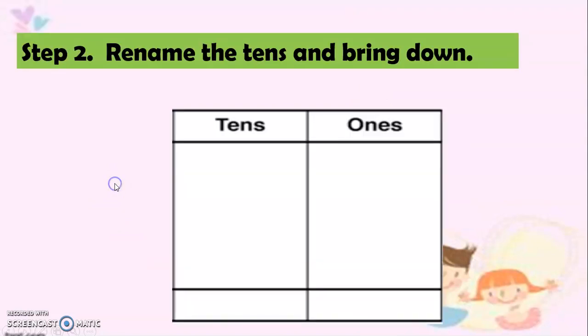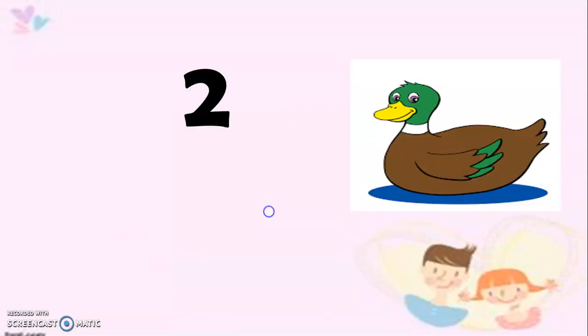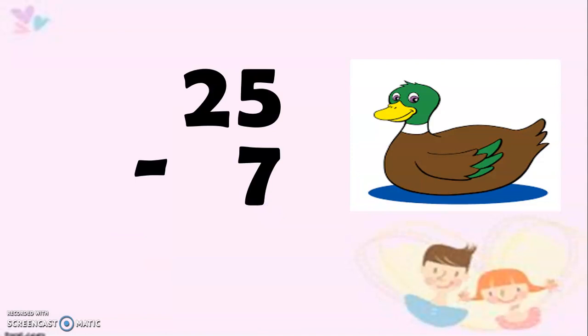Now, for step 2, we have again 25 minus 7. And since we renamed 5 to 15, because of what we did, we regrouped from the tens place. So 15 minus 7, we have 8. 2 now will be renamed as 1. And we're just going to bring it down. So there you go. That's the difference. 18. So 25 minus 7.